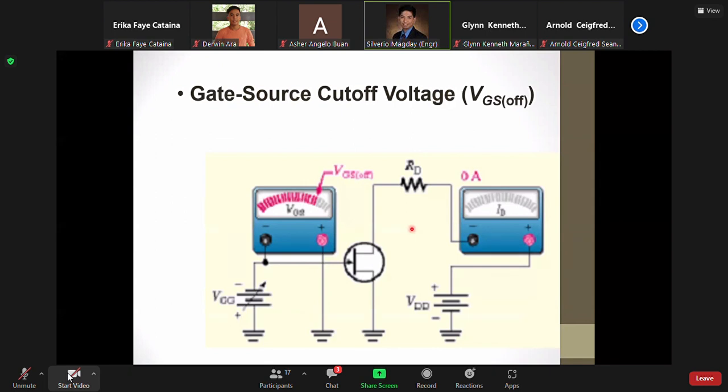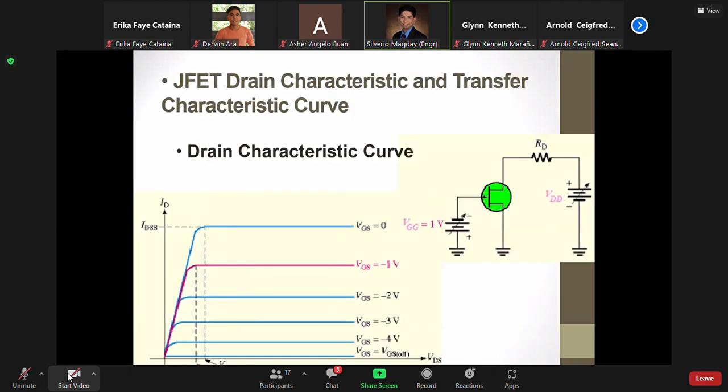So when you observe the specification tables of transistors, specifically FETs, it could be your VP, pinch-off voltage, or your VGS off that is given as the rating of JFETs or FETs, since most of the time they are equal in magnitude but opposite in polarity. So only one value is typically listed in the specifications. So, extending more the characteristic curve of the JFET, the drain characteristic and transfer characteristic curve of the FET.